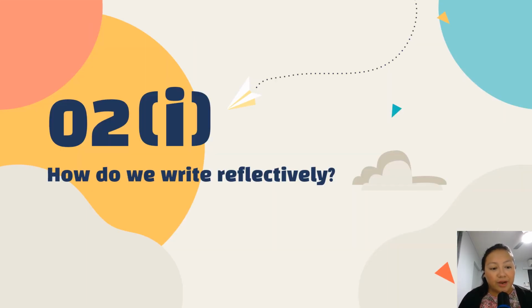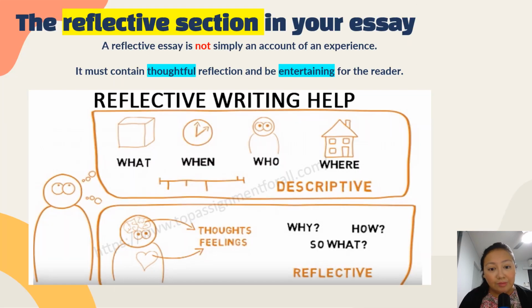Now, reflective writing. How do we write reflectively? Remember, a reflective essay is not simply an account of an experience. It's thoughtful and also entertaining because you are inviting the reader in your writing. So remember, this is how reflective writing looks like. It's talking about what, when, who, and where. This is where you describe. And this part, the reflective, what are your feelings towards the entire experience? This is what we want for you to achieve.